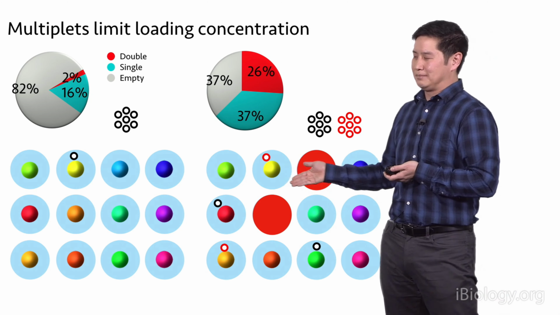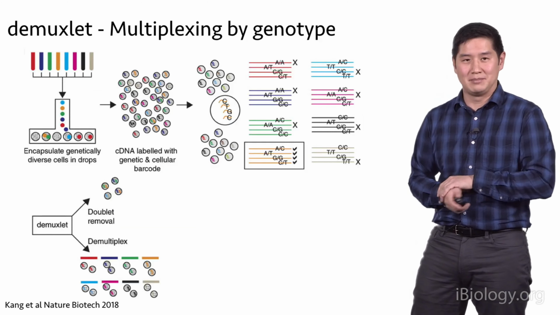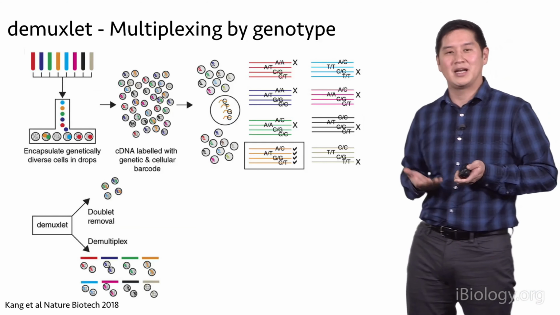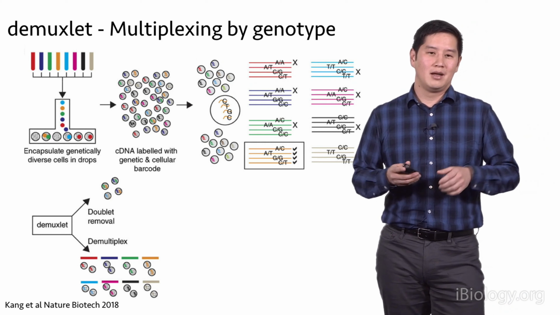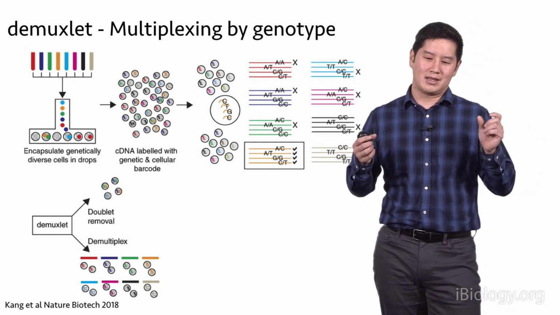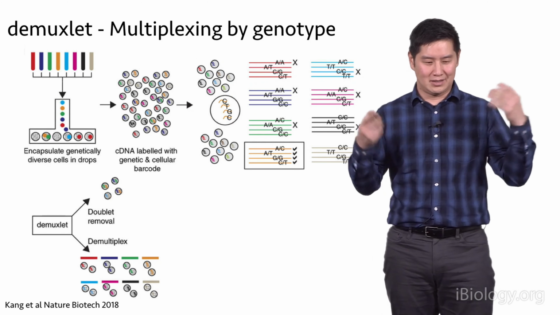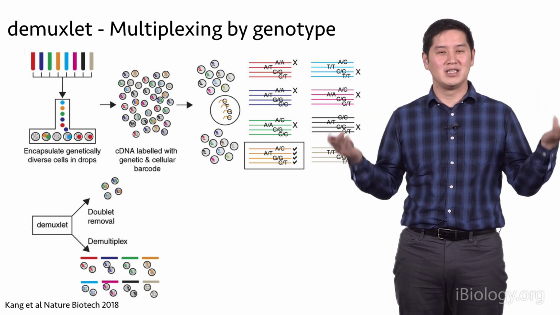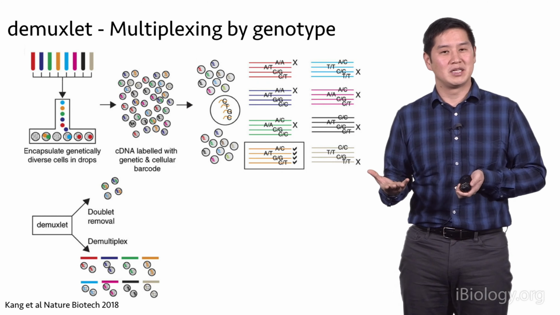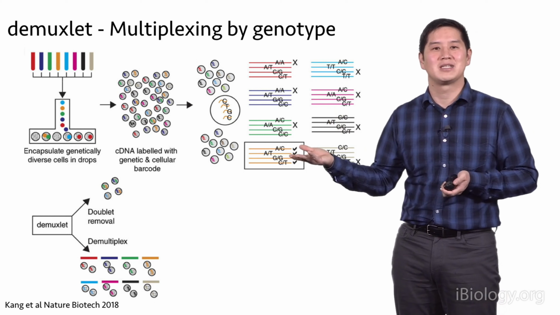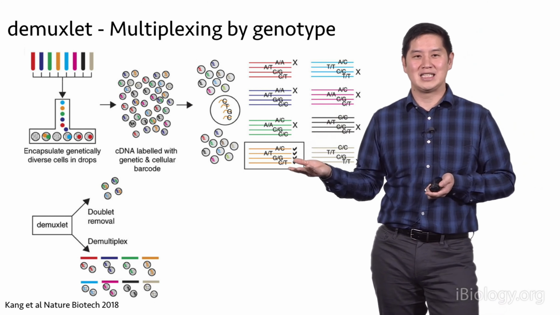And so one of the first strategies to do this was a method called demuxlet. And this was multiplexing by genotype. So this group here at UCSF was working with different patient samples. And with different humans, we all have different DNA sequences. And some of these sequences are found in our transcripts. And those can be detected by single-cell RNA sequencing.